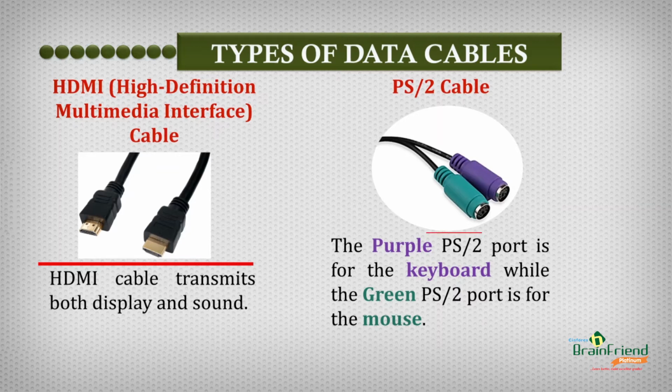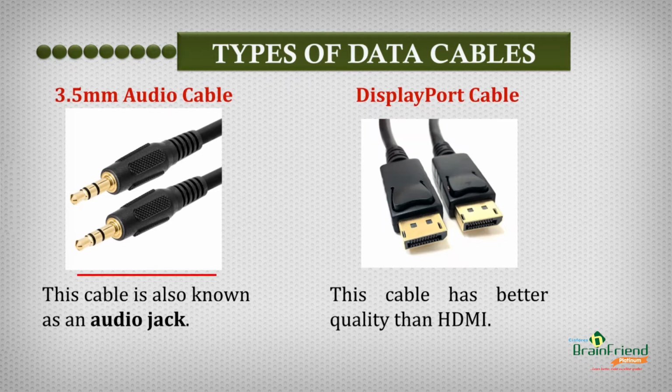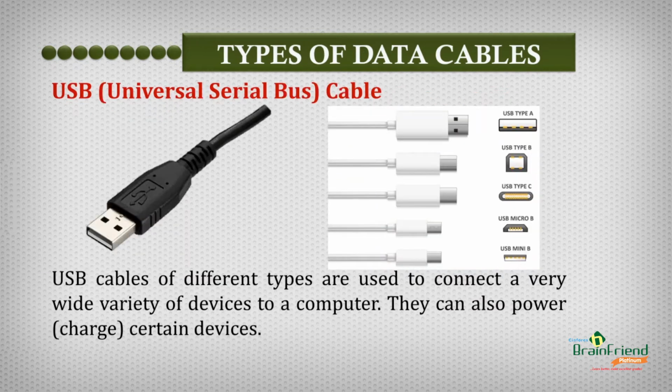We also have the PS2 cable, which is commonly used for the mouse and keyboard. The green cable is used for the computer mouse, while the purple cable is used for the computer keyboard. Going on, we have the 3.5 mm audio cable, which is also known as the audio jack. We also have the DisplayPort cable, which has a higher quality than the HDMI cable.